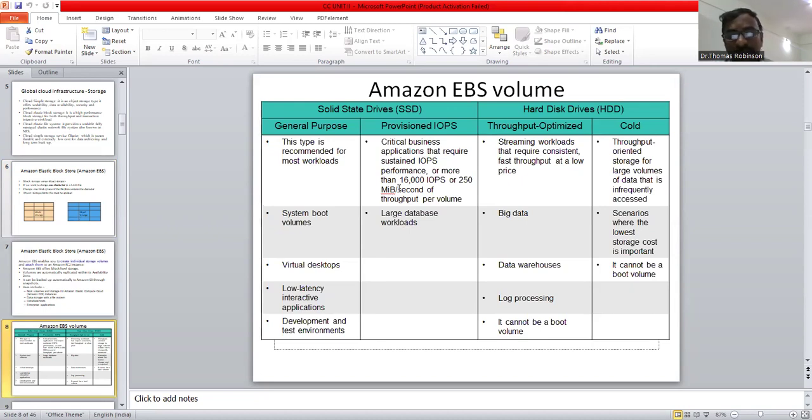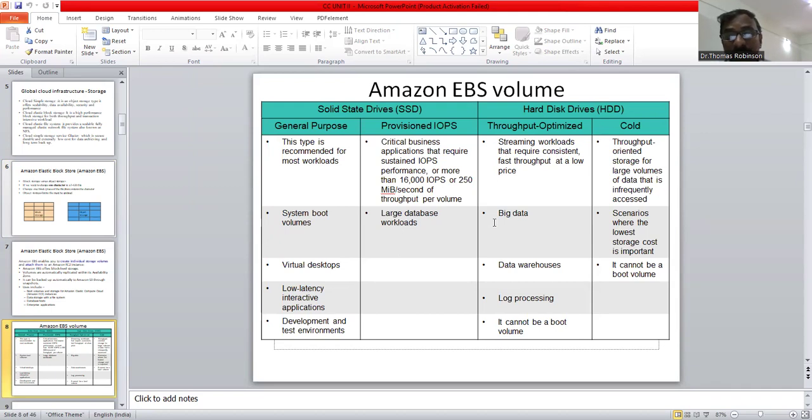Anyway, we know SSD is supported in our normal computers. Like that, SSD is supported in servers also. It is used for system boot volumes, virtual desktops, low latency interactive applications, and development and test environments. At the same time, comparing with the hard disk, throughput optimized is for streaming workloads that require consistently fast throughput at a low price. This is important: at a low price.